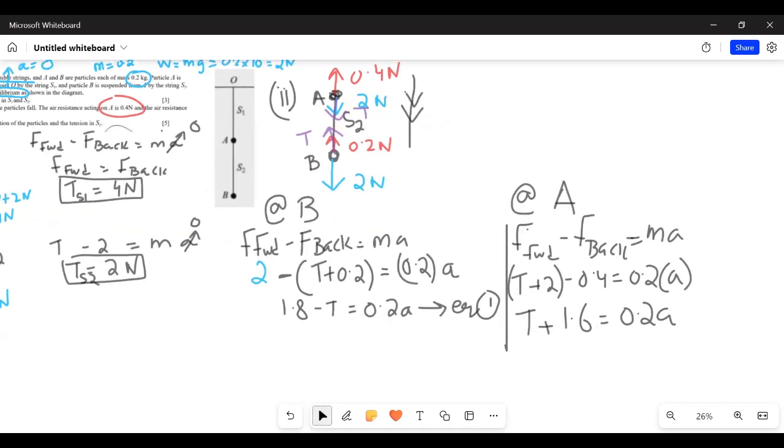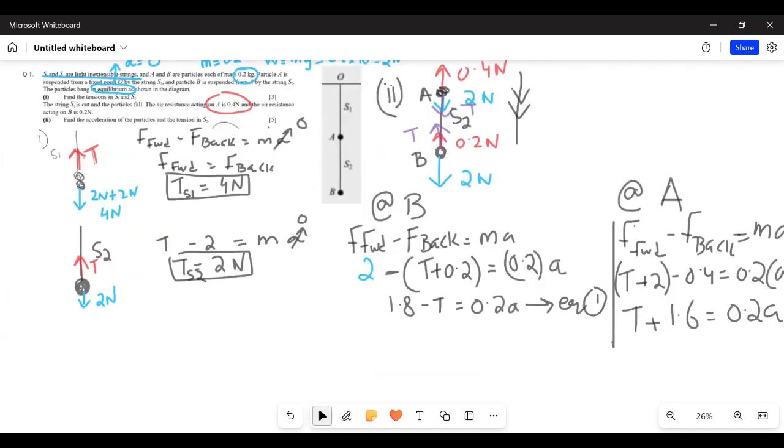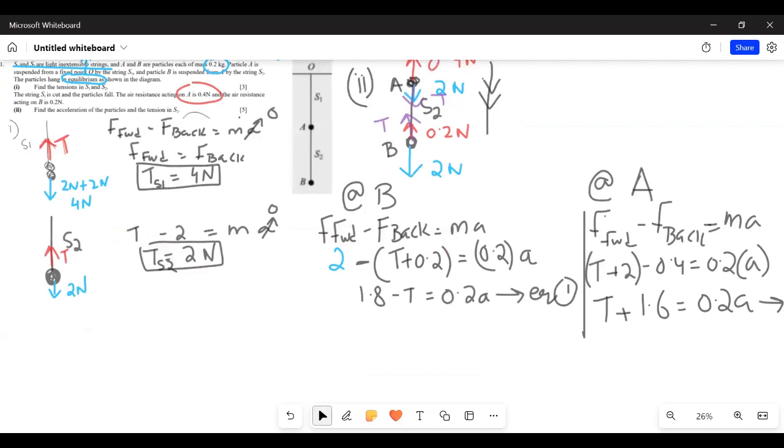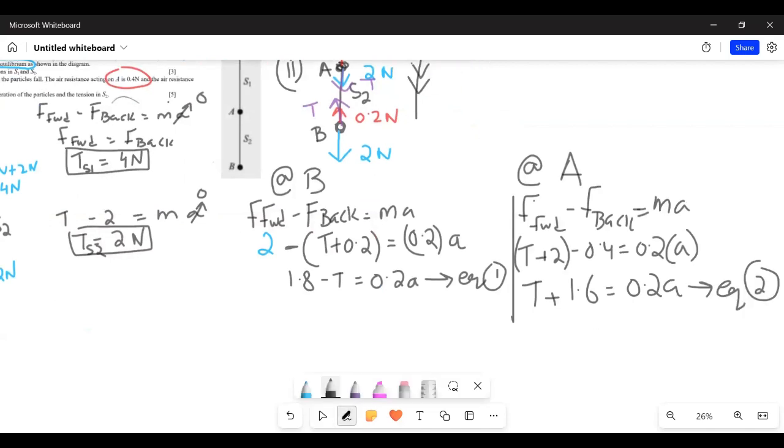ये आ गई इक्वेशन नंबर 2। अब इनको साइमल्टेनियसली सॉल्व करके आप a फाइंड करो। क्वेश्चन में a और T भी पूछा है। फाइंड द एक्सेलरेशन ऑफ द पार्टिकल एंड द टेंशन इन द स्ट्रिंग। So please solve these two equations simultaneously.